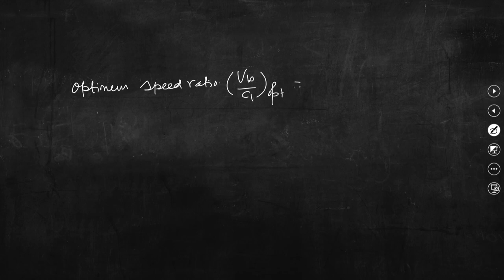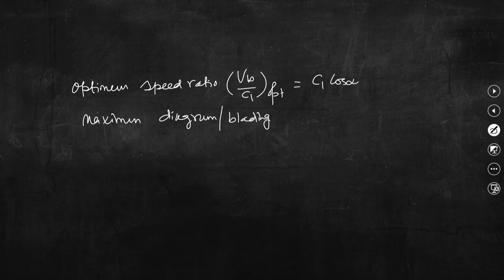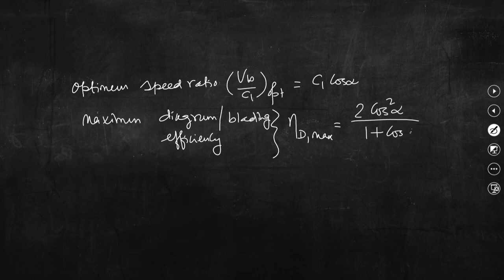So, that means we can write the optimum speed ratio Vb by C1 optimum equal to cos alpha, and the maximum diagram or blading efficiency eta d maximum equal to 2 cos square alpha divided by 1 plus cos square alpha.